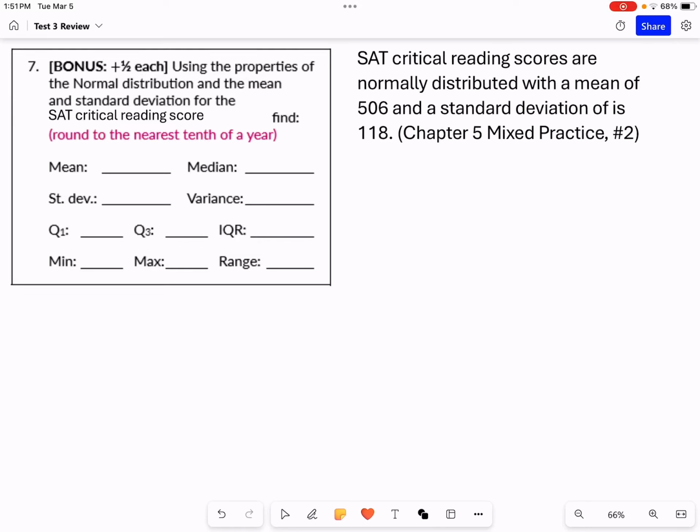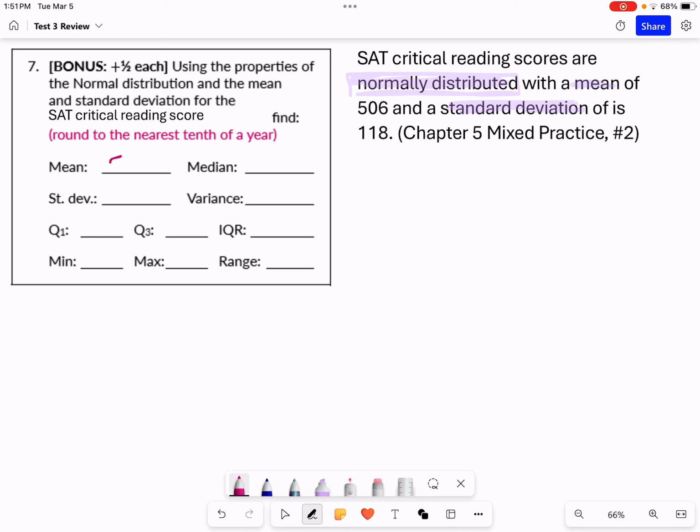This example is similar to the bonus question that you'll have on the paper portion of the test. So you'll have some sort of question where you're finding different information, finding a z-score, or finding probability, but you'll be given that it's normally distributed, and you'll be given the mean and the standard deviation. And then you're going to use those to answer these bonus questions. And hopefully these will be freebies, at least two of them.